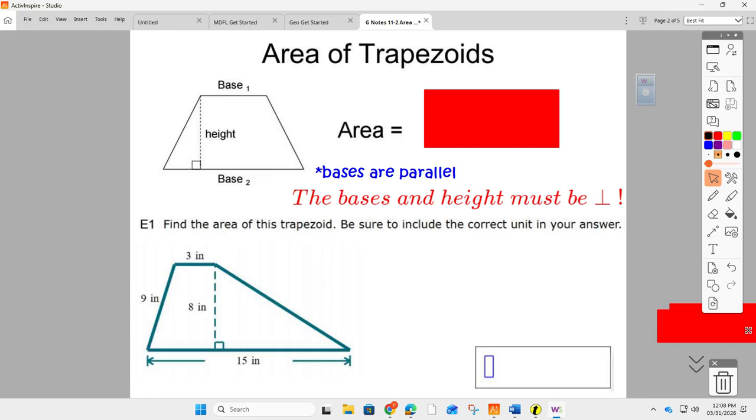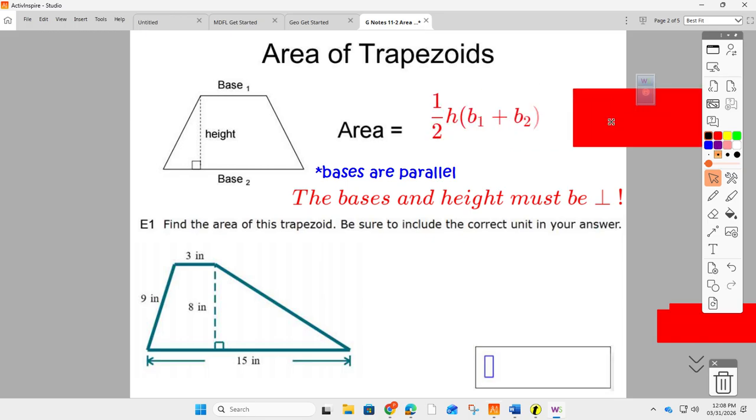The formula for the area of a trapezoid, the area, remember how much space this figure would cover, is 1/2 times the height of that trapezoid times the sum of the bases. Now, y'all know by now, I'm going to use the height times base 1 plus base 2 divided by 2. They're the same thing. If you prefer 1/2 times the height times b1 plus b2, please do that. I'm okay with that.